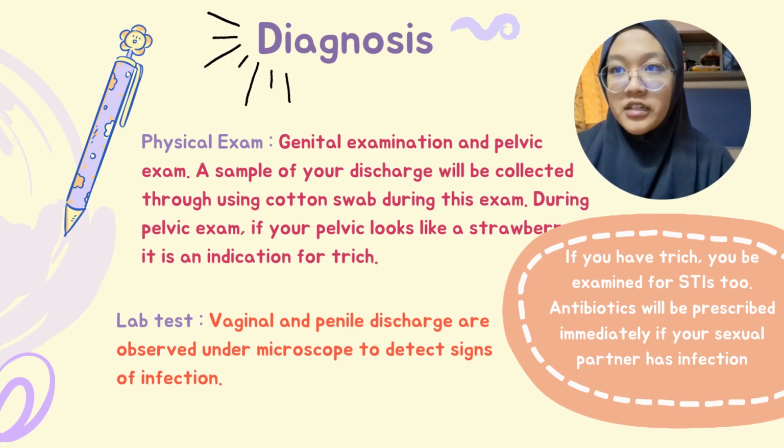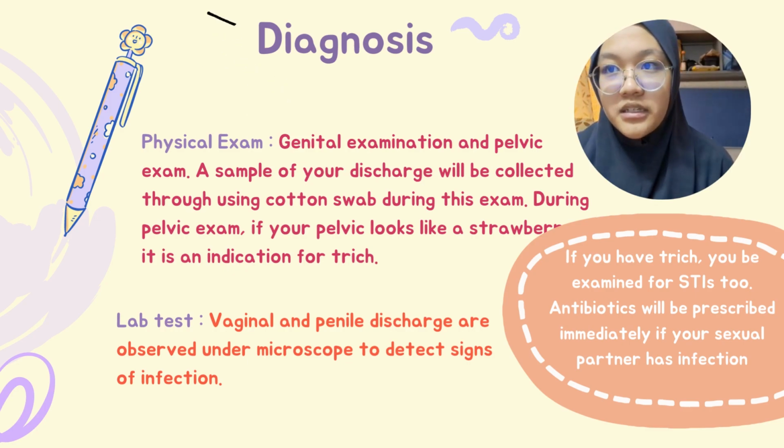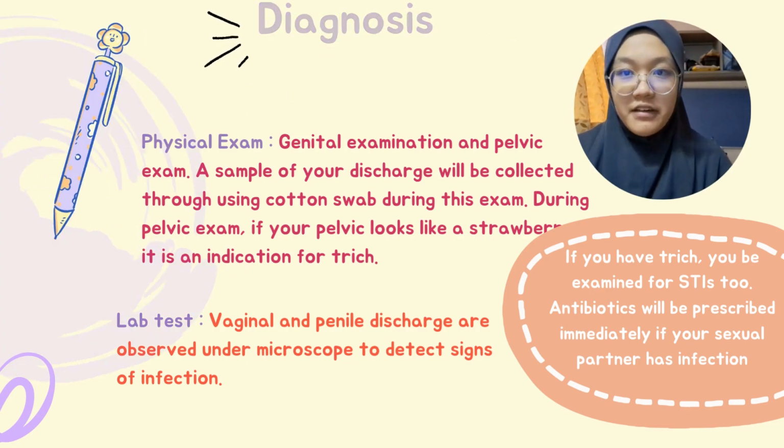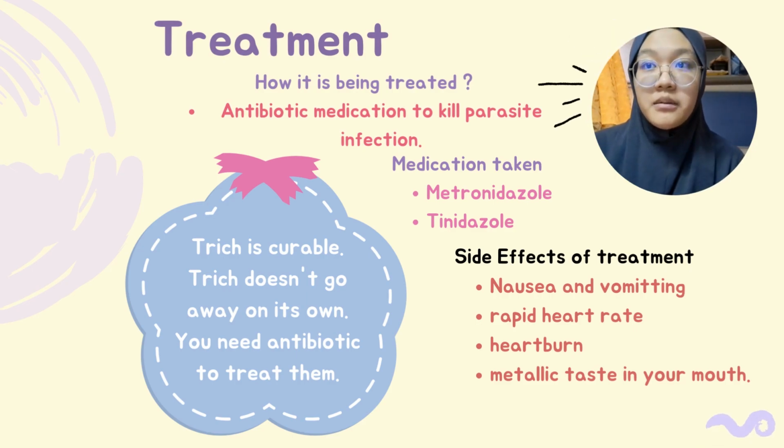So for your information, if you have trichomoniasis, you'll be examined for STIs too. And if your partner is confirmed to have trichomoniasis or any infection, you will be given antibiotics immediately, without any examinations, to prevent any infection.